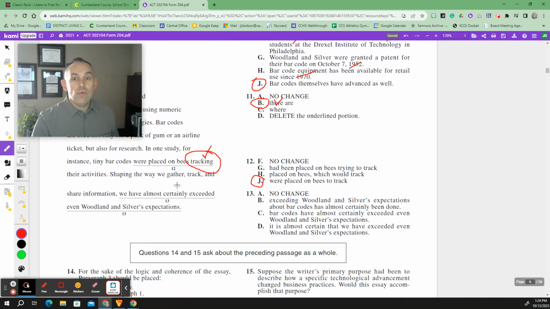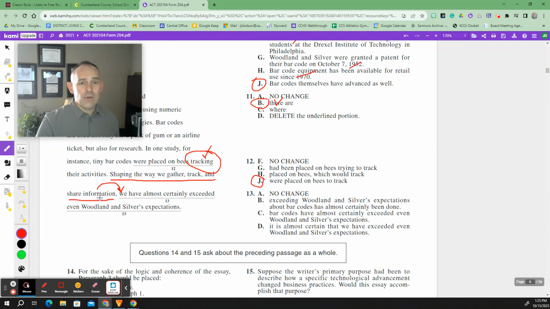13: "Shaping the way we gather, track, and share information, we have almost certainly exceeded Woodland and Silver's expectations." Anytime you have an introductory phrase acting as a modifier, this happens to be a participial phrase because you've got a present tense participle functioning as an adjective, that means it needs to modify the first noun or pronoun that occurs after the comma that marks off the introductory phrase. If it doesn't accurately modify it, it's called a misplaced modifier. And here we have a misplaced modifier.